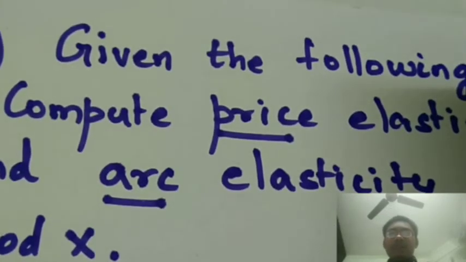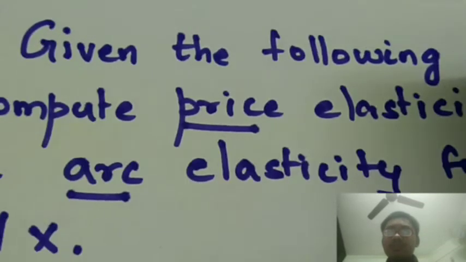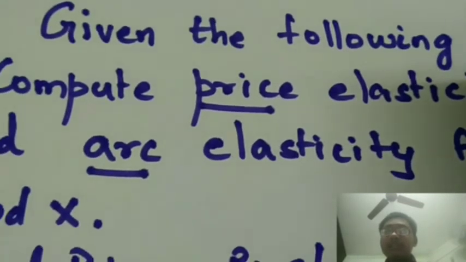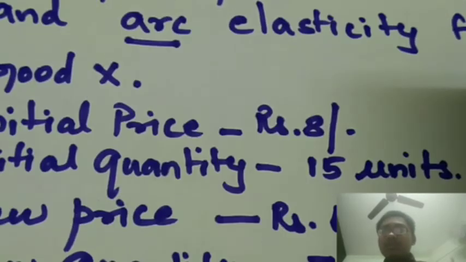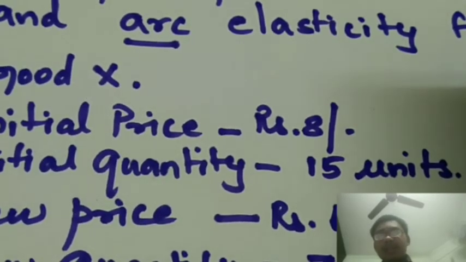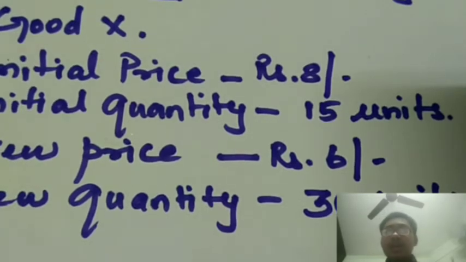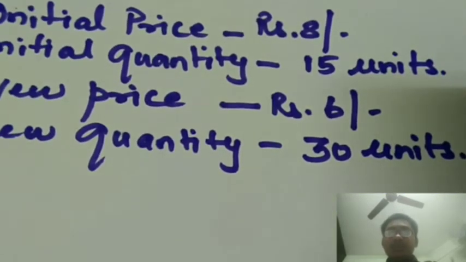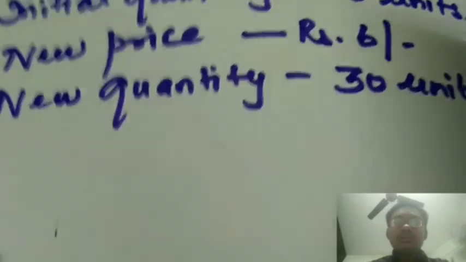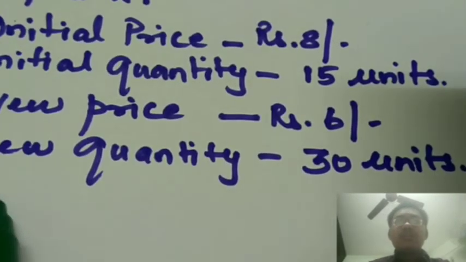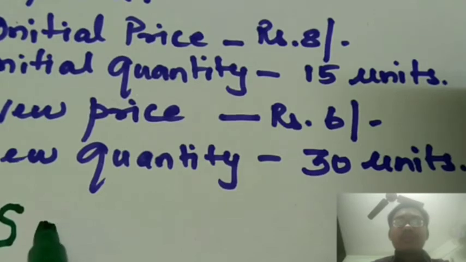Now we are going for another question. Given the following information, compute price elasticity and arc elasticity. The initial price is rupees 8 and the initial quantity is 15 units. The new price is rupees 6 and the new quantity is 30 units. So first of all, let us compute price elasticity. Solution.